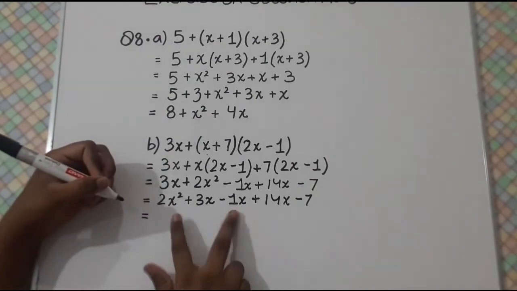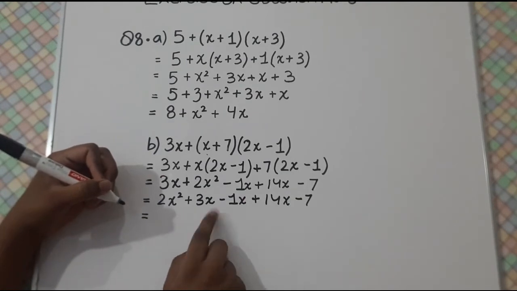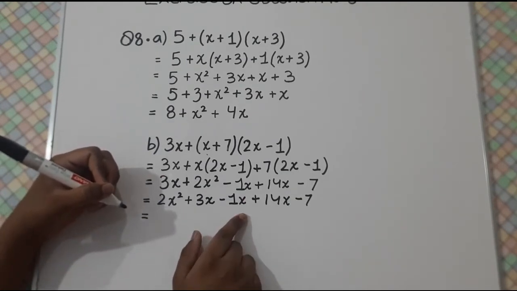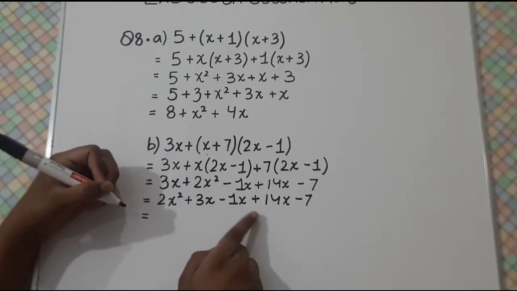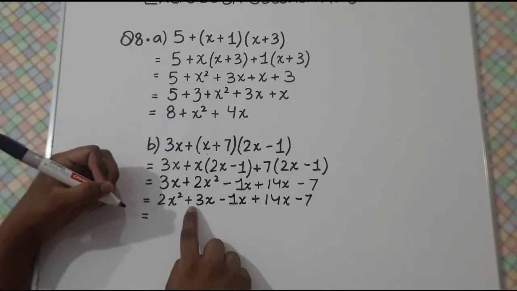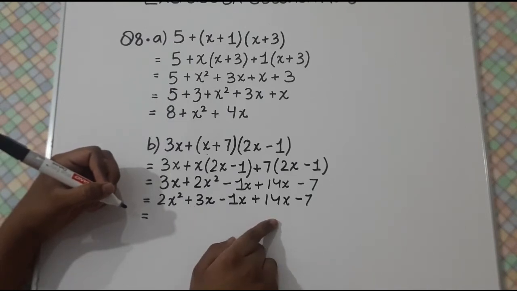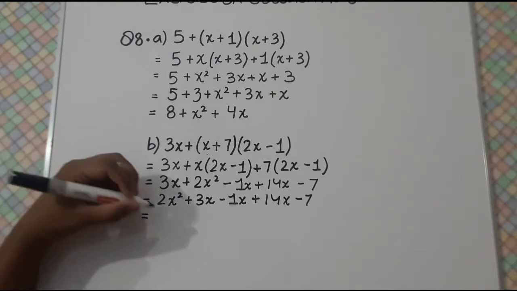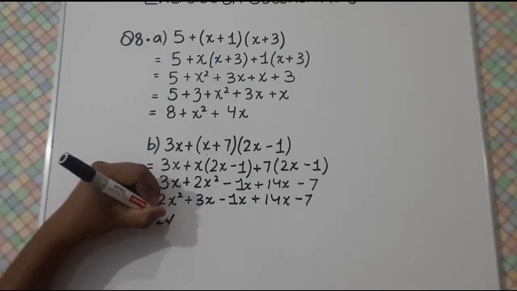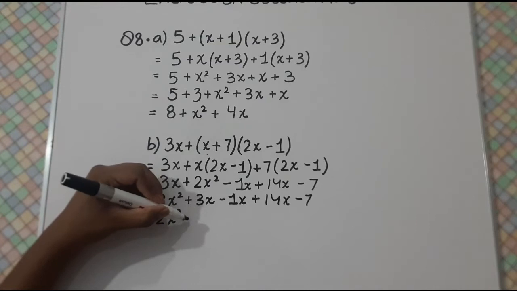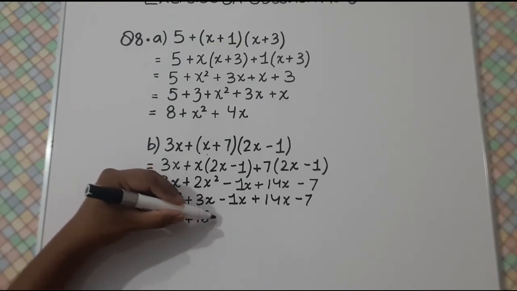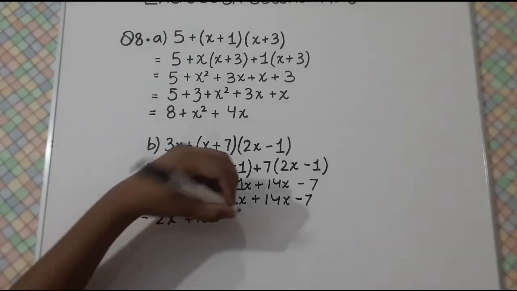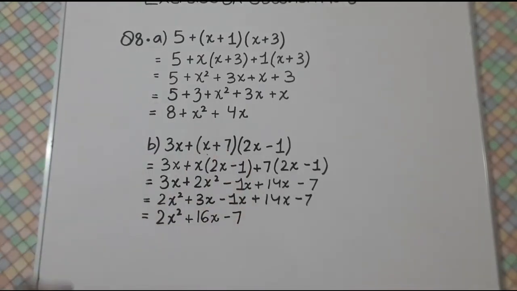Now we just need to solve these three, means 3x minus 1x plus 14x. If we add 3 with 14 it would be 17 and minus 1, so it would be 16x. So the answer is 2x square plus 16x minus 7. This was part B of this question.